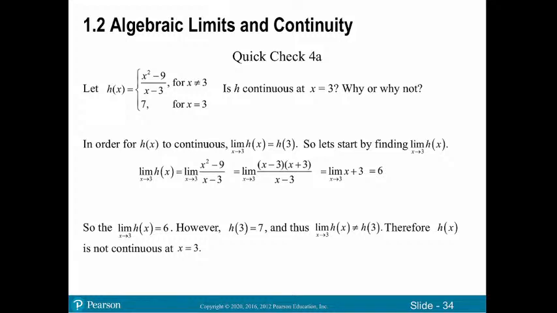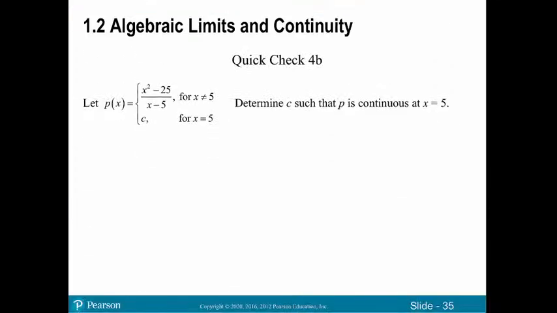In order for this to be continuous, the limit as x approaches 3 of h of x equals... So let's start by finding the limit. The limit as x approaches 3 of this function ends up being 6. But h of 3 is 7. So the limit is not equal to h of 3. Therefore, h is not continuous. All right? Same deal. Same thing as what we said.